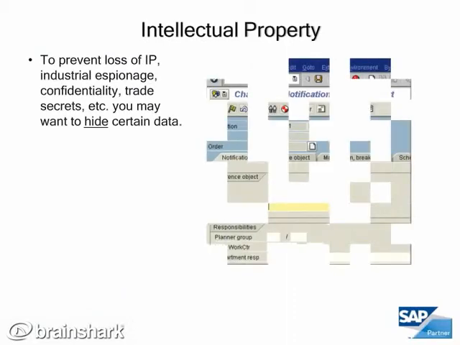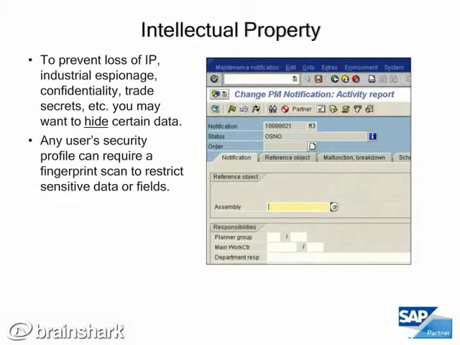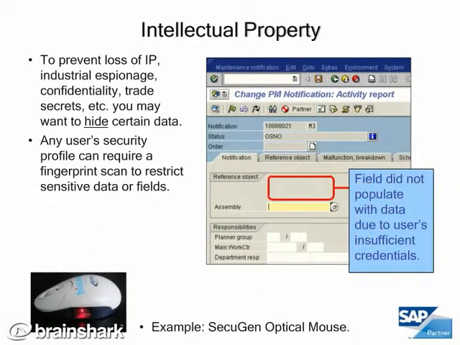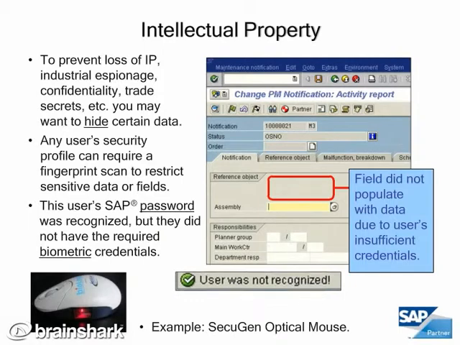Industrial espionage and theft of intellectual property is on the rise. Biometric security can be used to compartmentalize information. In this example, information has been made invisible so that fields in the screen simply remain blank for an unauthorized user, even though a valid SAP password was supplied. Appropriate security checkpoints need to be established to challenge and re-authenticate anyone working with sensitive data.